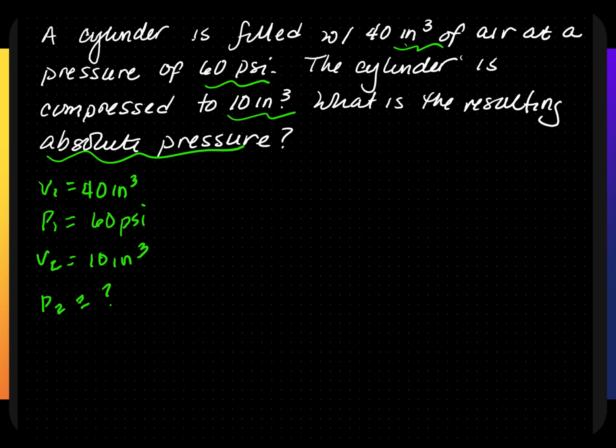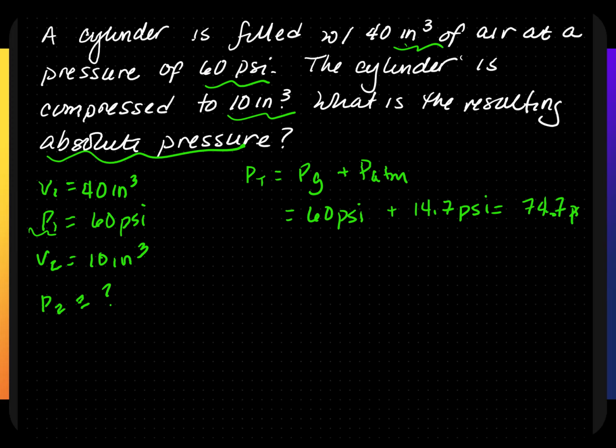Since we are looking for the absolute pressure, my initial pressure must be converted into absolute. P total is equal to P gauge plus P atmosphere. P gauge is given as 60 psi. P atmosphere is 14.7 psi. So my total pressure is 74.7 psi. Two volumes, two pressures.